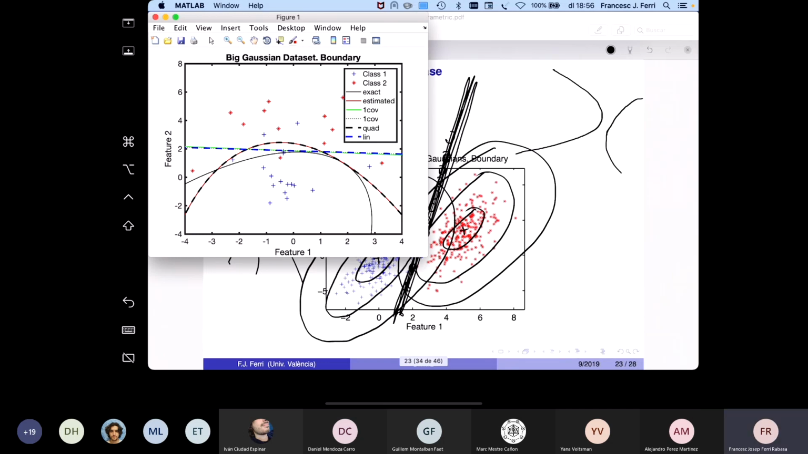This is an example in which we have generated data from two classes, and we have very, very few data. So the true exact Bayes classifier is this black line here, which is a quadratic function. You see?